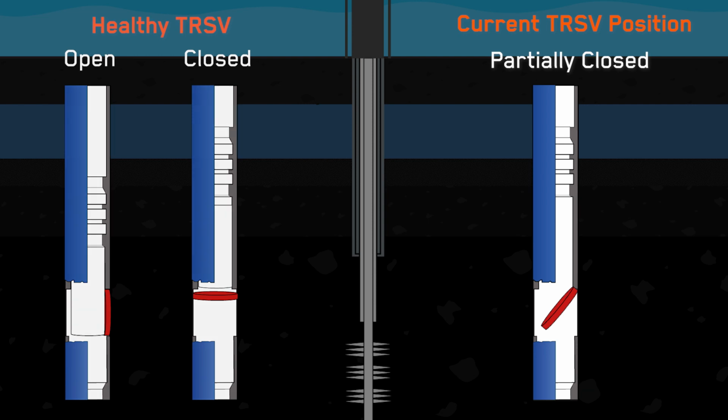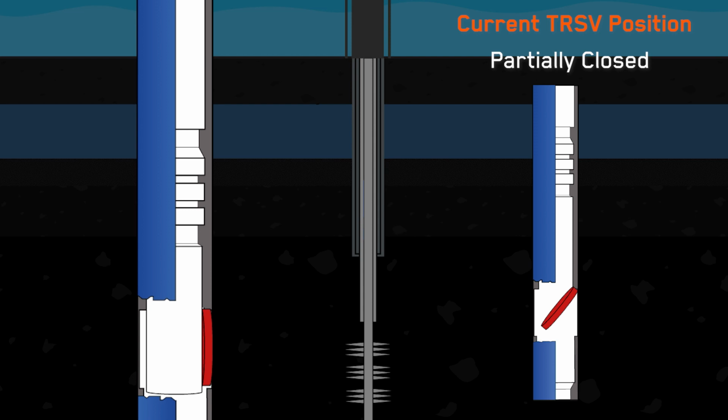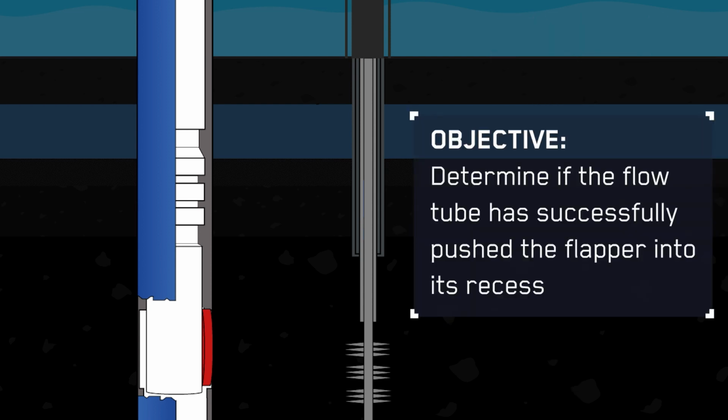To regain full wellbore access, the operator attempted to exercise the flow tube in order to push the flapper into its recess. Prior to another intervention operation taking place, the operator needed to verify that the flow tube had successfully shifted down enough to cover the flapper.